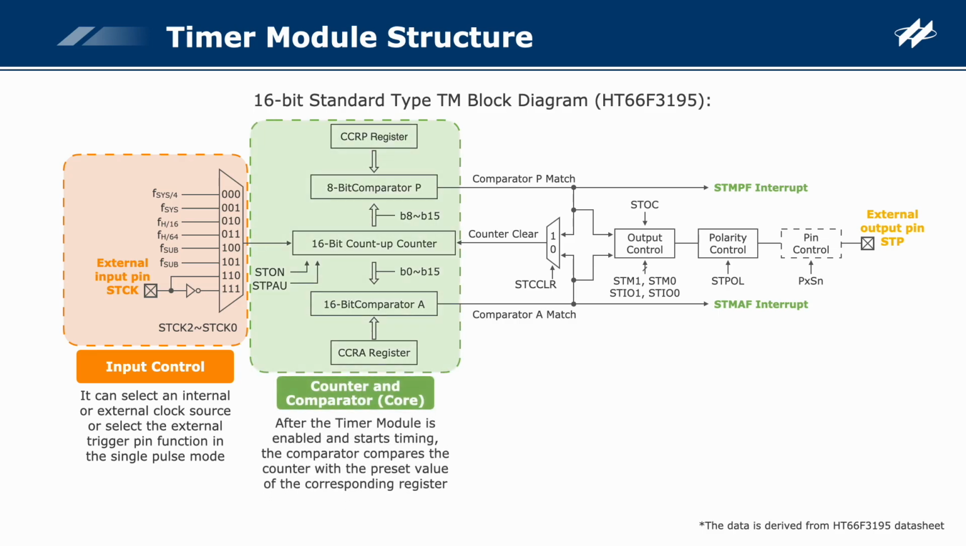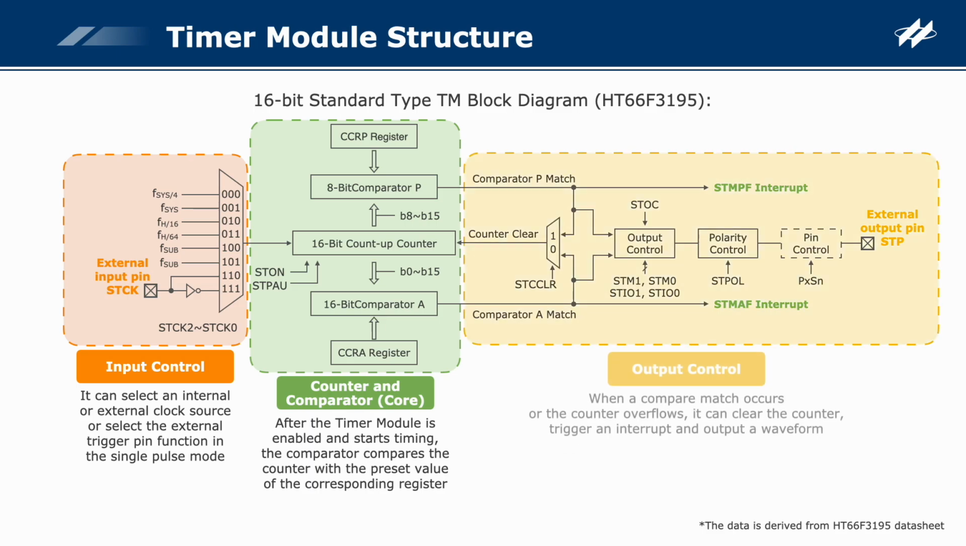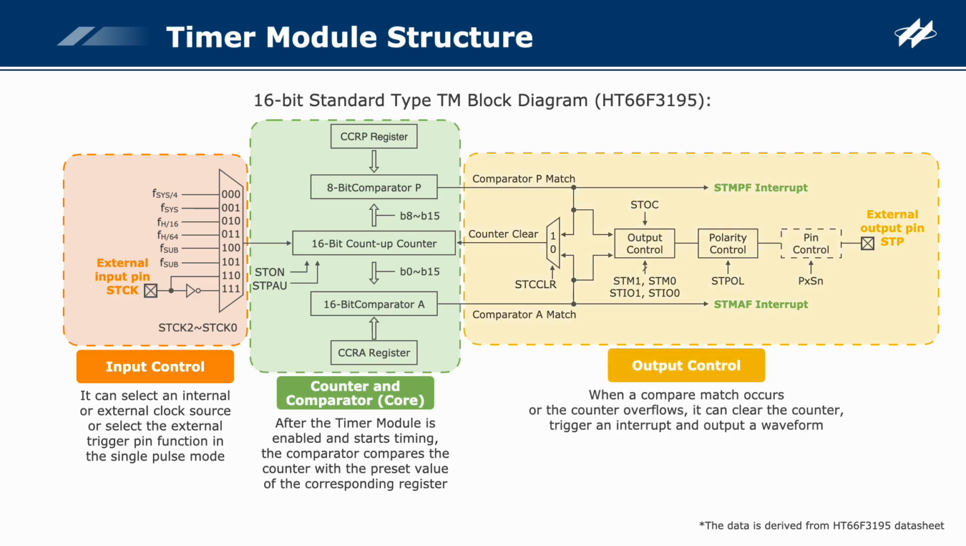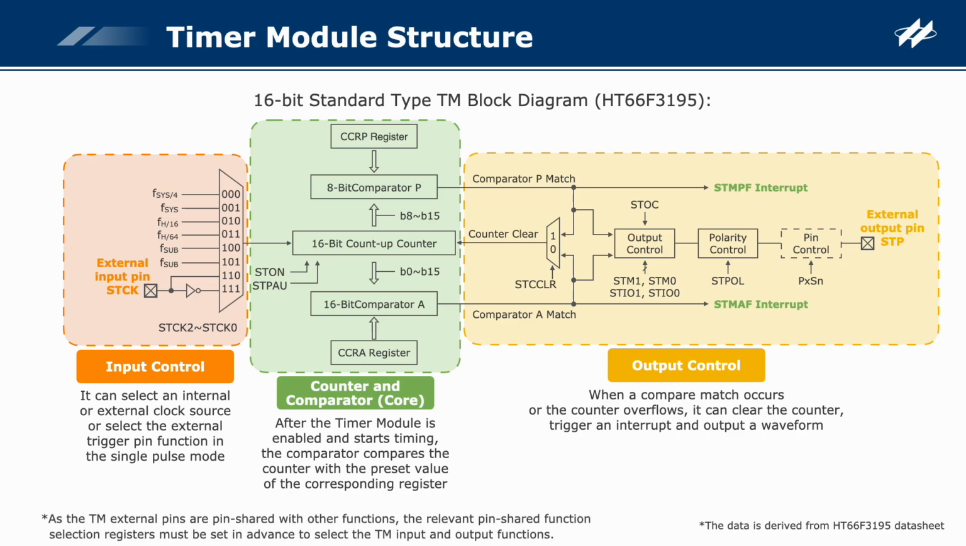The second part is the timer module core. After the timer module is enabled and starts timing, the comparator compares the counter with the preset value of the corresponding register. The third part is output control. When a compare match occurs or the counter overflows, it can clear the counter, trigger the corresponding interrupt and output the specified waveform. As the timer module external pins are pin-shared with other functions, the relevant pin-shared function selection registers must be set in advance.